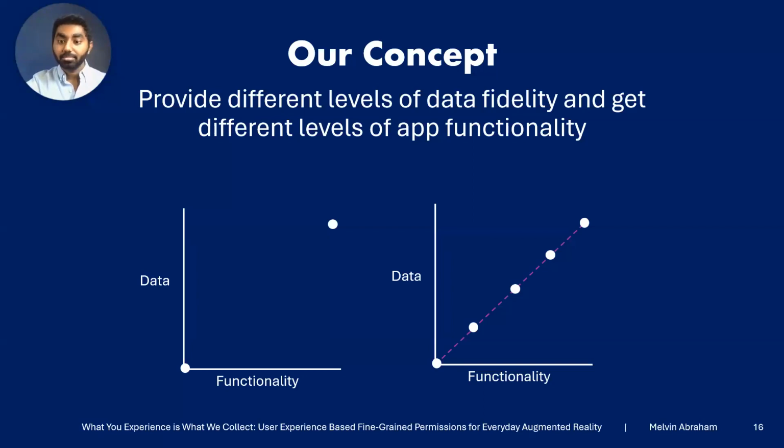So when we look at what normally happens when people are presented with permissions, they can provide full data access and get the full application functionality, or they provide no data access and they get no functionality, or the app doesn't work at all. Our concept looks at a different way of doing this, of providing different levels of data fidelity and getting different levels of application functionality. Something that the user might prefer in one section and provide less data and balance the functionality they get.